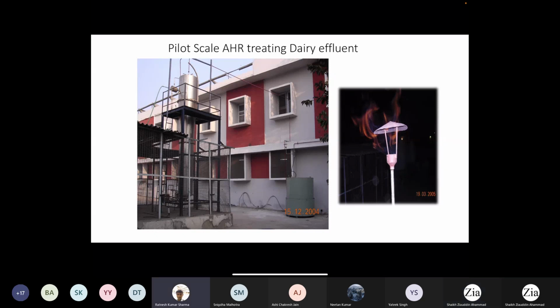Sir, where is it situated? You said Delhi Mill Scheme.